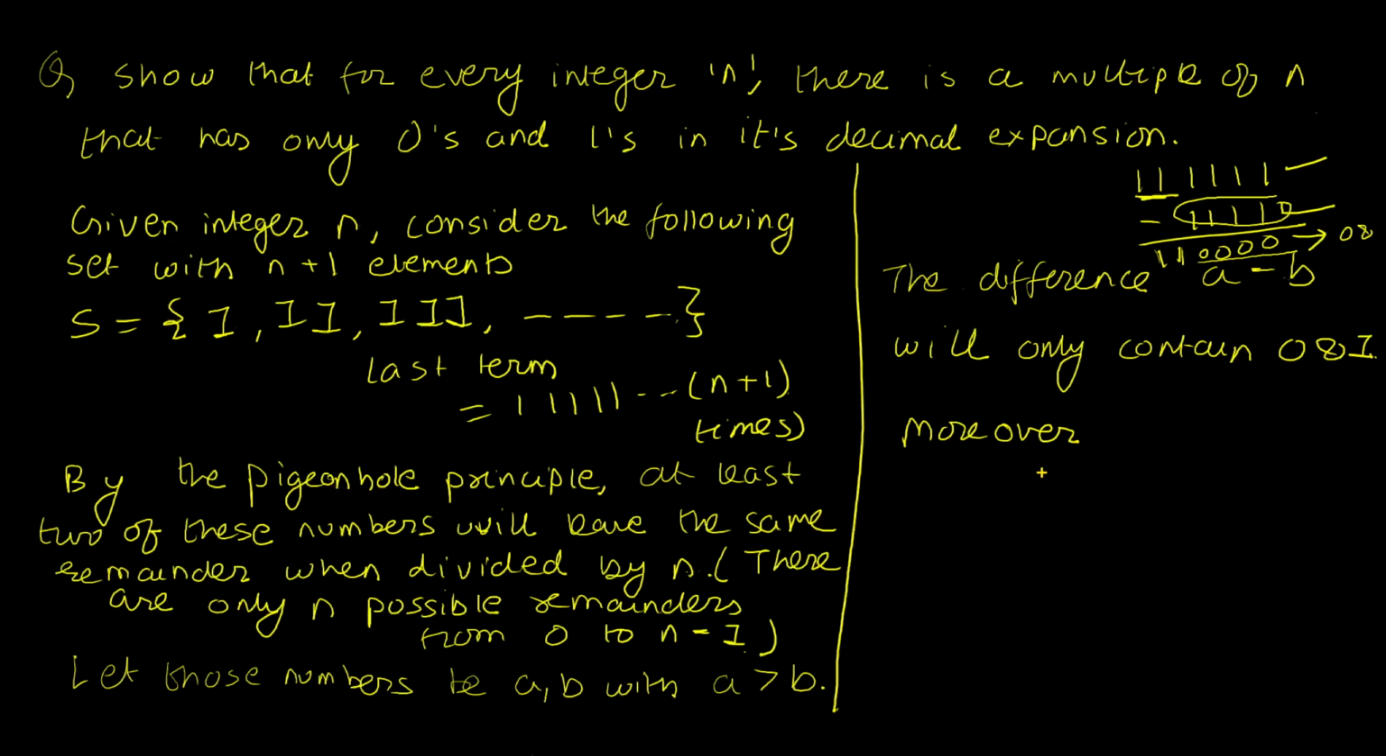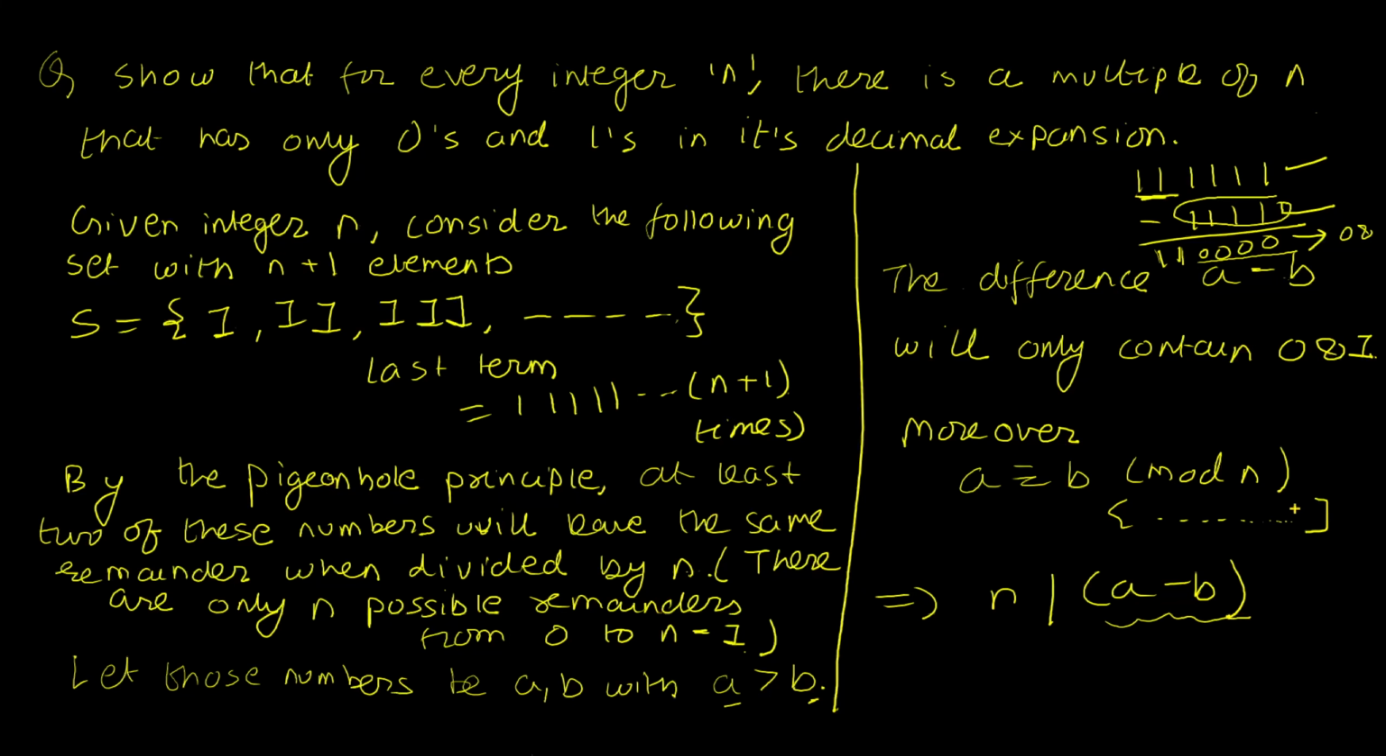Moreover, we are able to observe that a and b leave the same remainder when divided by n. And that is the same as saying A is congruent to B mod n. And you could mention this is because A and B are leaving the same remainder when divided by n. And from this, we are able to say that n divides A minus B. So we have finally found our number A minus B, which only contains 0 and 1s and is also a multiple of n.